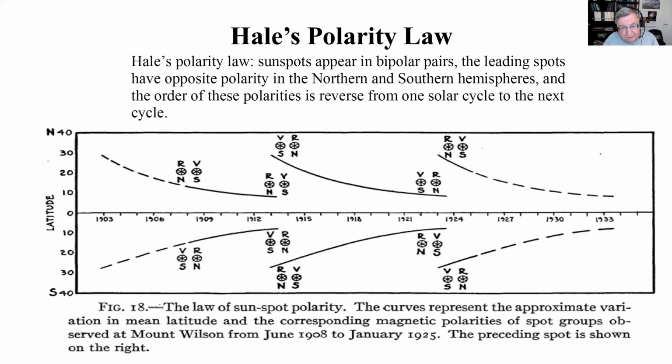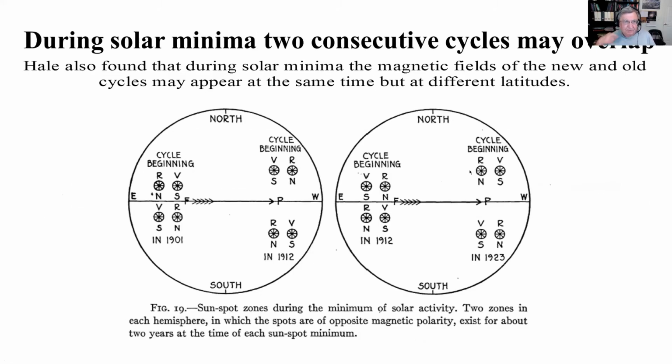And what's interesting, the sunspots also display what's called Hale's polarity law. Sunspots always appear in bipolar pairs, and the leading spots have opposite polarities in the northern and southern hemispheres, and those polarities reverse for the next solar cycle. This picture is from Hale's paper. It's almost 100 years old, and that's also one of the features I want to explain.